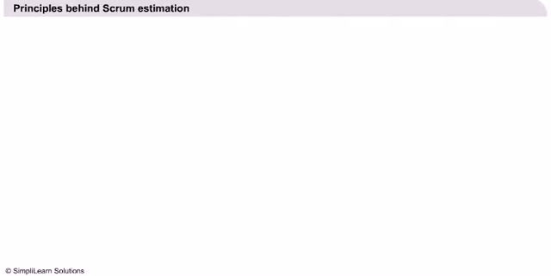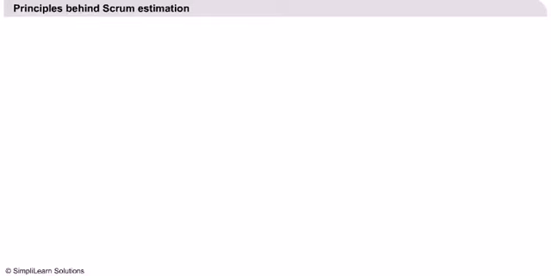Principles behind Scrum estimation. Let us establish some common ground before diving into techniques or units of estimation. The first thing to understand is that an estimate is, after all, an estimate. It is a forecast, a guess based on available information. It is neither a life or death matter nor a sentence to live with for the rest of the project.